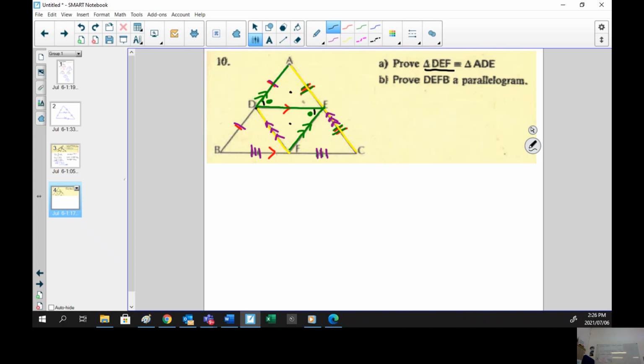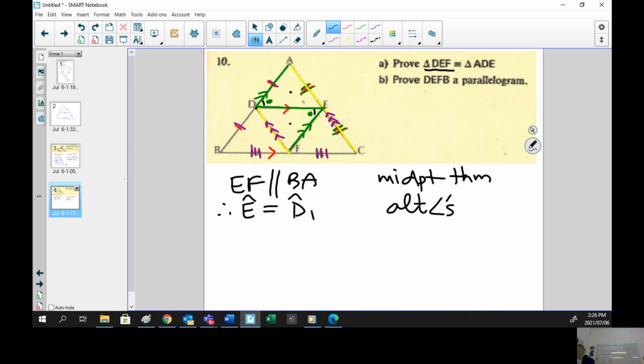Isn't that true? So we knew those lines were parallel because of midpoint theorem. So I'm going to write here, EF is parallel to DA, midpoint theorem. Agreed? Okay. Therefore, E1 is equal to D1, alternate angles, EF parallel to DA, let's say. Awesome.